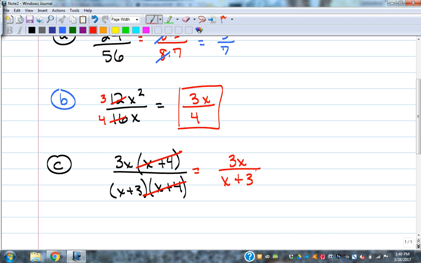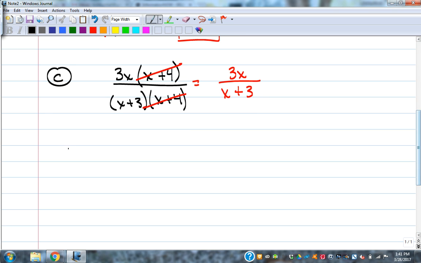We can't cancel the 3 or the x on the bottom with the ones on the top because these are not multiplied together. Remember, factors are only things that you can cancel. So they have to be multiplied together to be factors. This x plus 3, they're not factors, they're sums. So you can't cancel individual pieces, just whole factors.